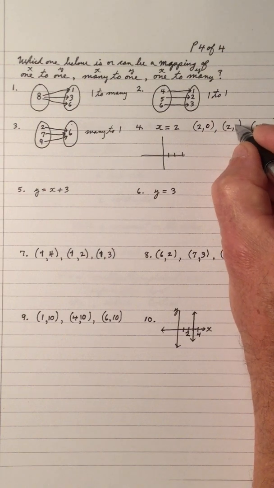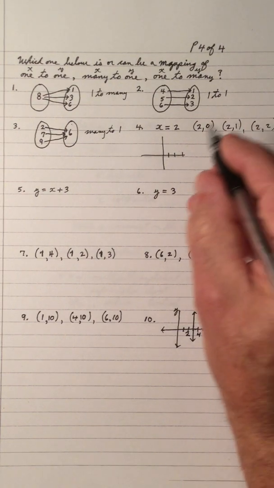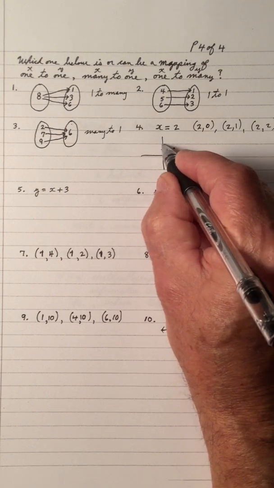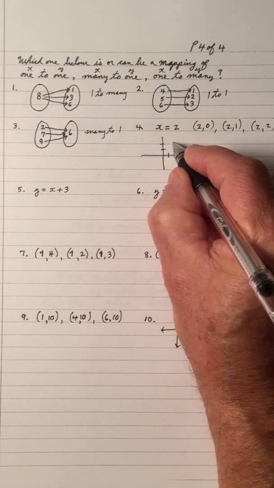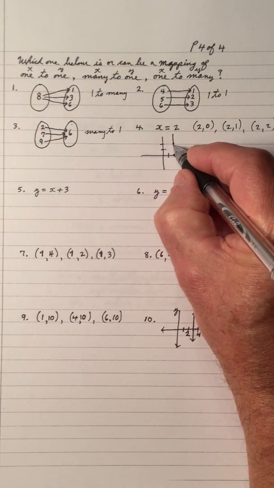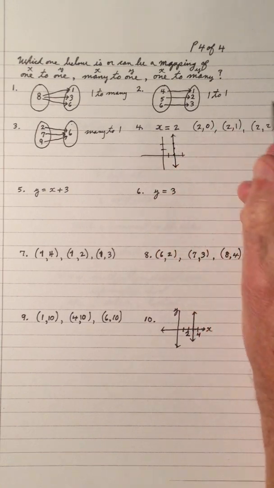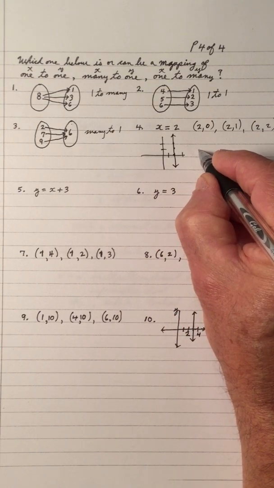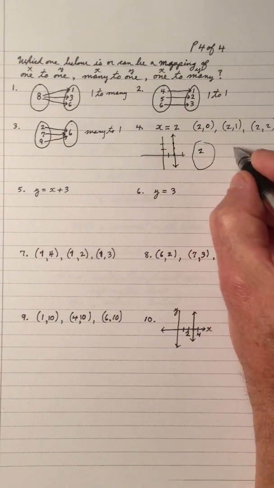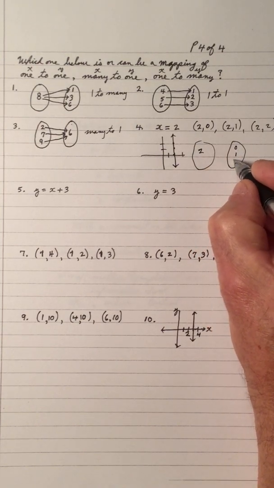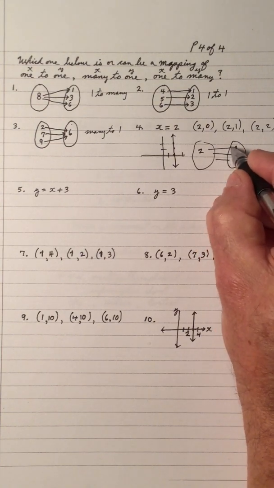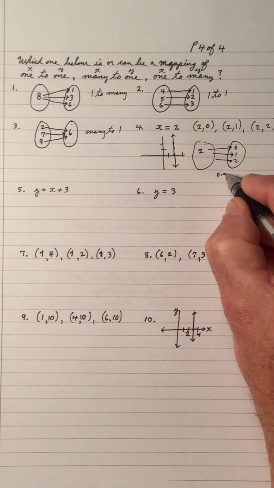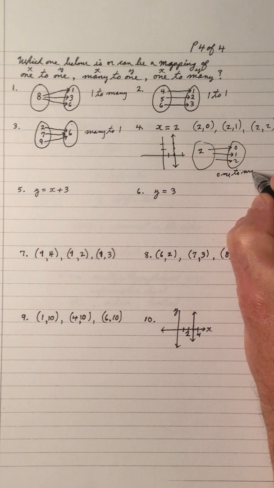So y could be 0, y could be 1, y could be 2. If x is 2 and y is 0, that's that point. If x is 2 and y is 1, that's that point. If x is 2 and y is 2, that's that point. So what we have really is a vertical line. A vertical line has only one x. So that's a 2 going to 0, 1, and 2. So a vertical line is one-to-many.